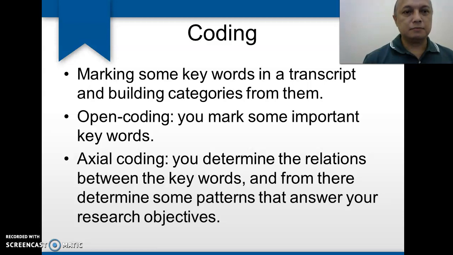Now, coding consists of two parts. Open coding is where you simply mark some important keywords. It is followed by actual coding. In actual coding, you determine the relations between the keywords, and from there, you determine some patterns that answer your research objectives. So basically, coding consists of open coding and actual coding.